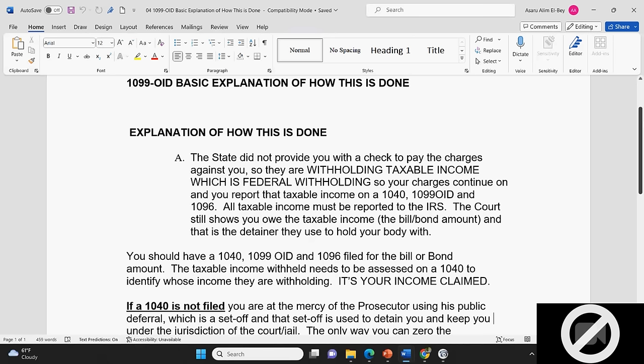If you have spent out rent, lease payments for a car, for the house, and you do so with the credit card, even if it's a debit card, you push credit. So all of the credit that you spend out over the year, by using a 1099 OID, you have the ability to collect that back. All taxable income must be reported to the IRS. The court still shows you owe the taxable income, which is the bill, the bond amount. And this is the detainer they use to hold your body with.